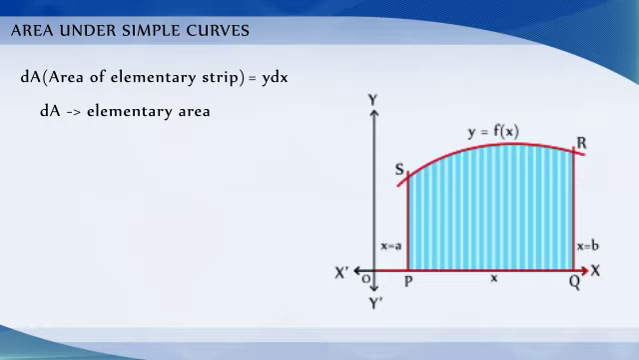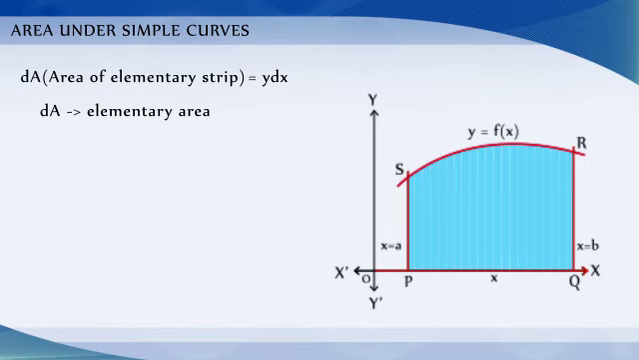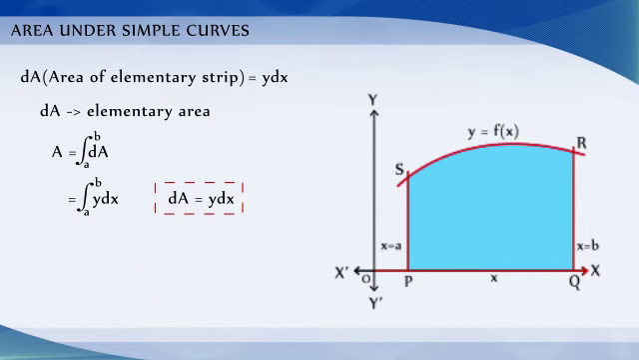Therefore, we get the total area A of the region between x-axis, ordinates x is equal to a, x is equal to b, and the curve y is equal to f of x by adding up the elementary areas of thin strips across the given region. Symbolically, area is equal to integration of a to b dA, which is equal to integration of a to b y dx, which is nothing but integration of a to b f of x dx.